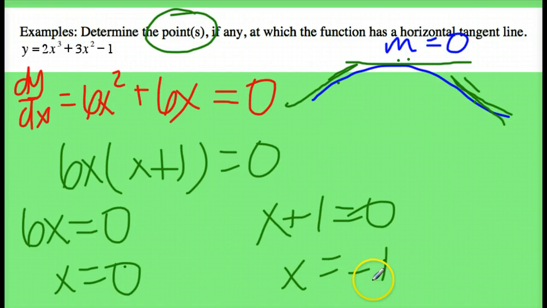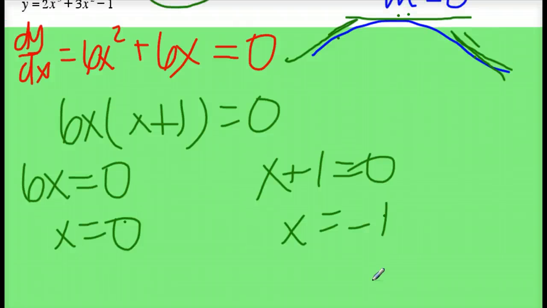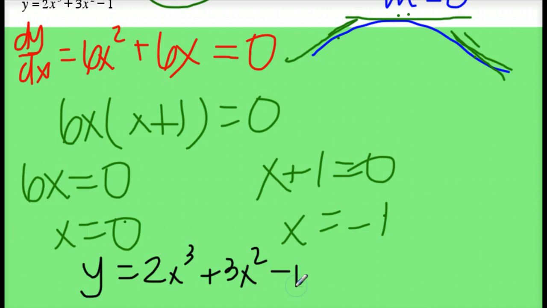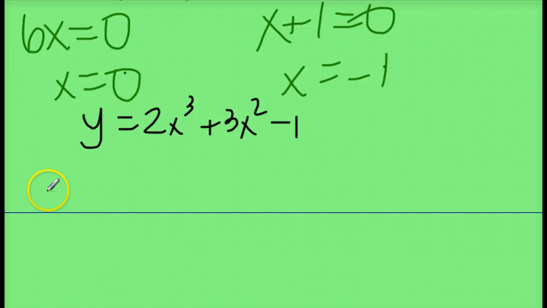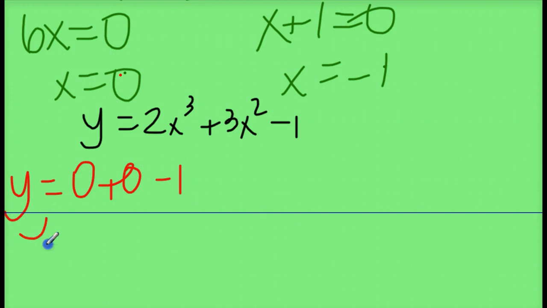Okay? So in order to do that, I'm going to do this right here. I'm going to copy down our equation. y is equal to 2x cubed plus 3x squared minus 1. So I'm going to plug these in. Let's just extend this page. Well, if I plug in 0, I get y is equal to 0 plus 0 minus 1. It means y is equal to minus 1. So this first point is (0, negative 1).